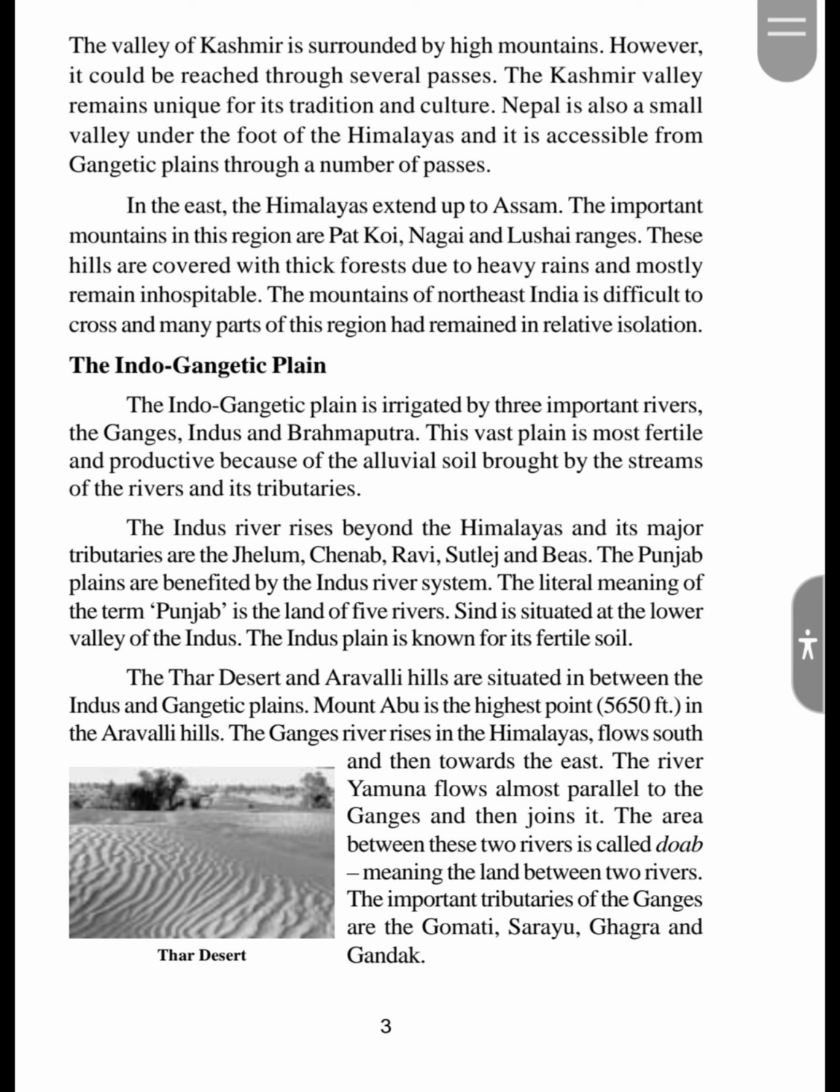The river Yamuna flows almost parallel to the Ganga and then joins it. The area between these two rivers is called Doab, meaning the land between two rivers. The important tributaries of the Ganga are the Gomti, Saryu, Ghagra, and Gandak.